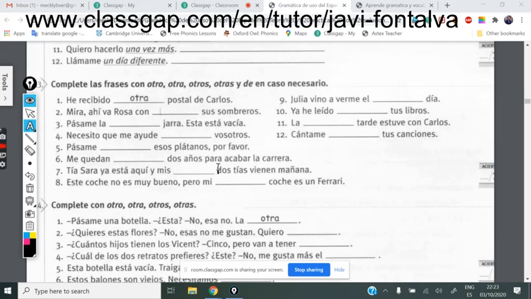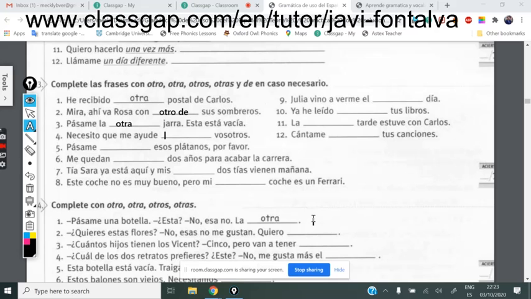Okay. So this was otro de su sombrero. Three. Pásame la jarra. La otra jarra. Otra. So jarra is a pitcher, okay? That is feminine, so otra. Very important word if you like beer. Jarra de cerveza. Okay. So this one is empty. Esta está vacía. So pass me another pitcher. This one is empty. Vacío, vacía.